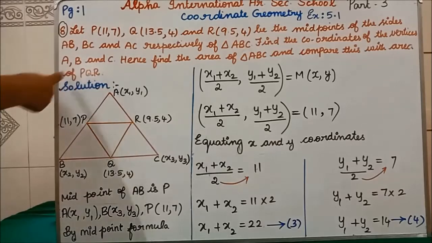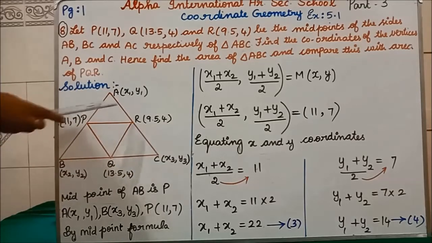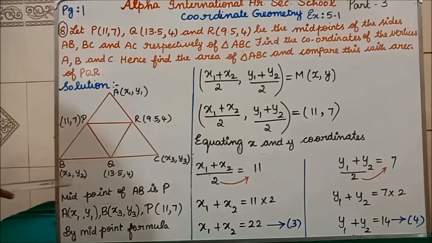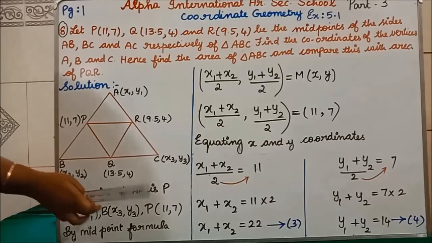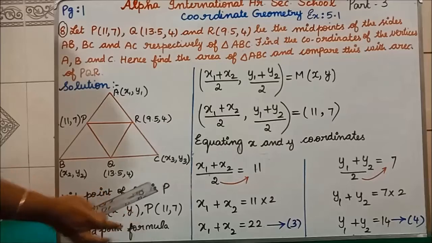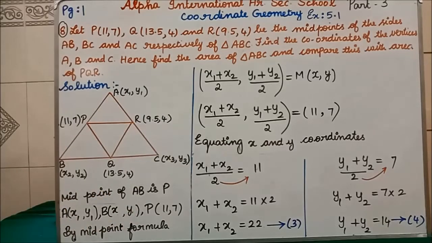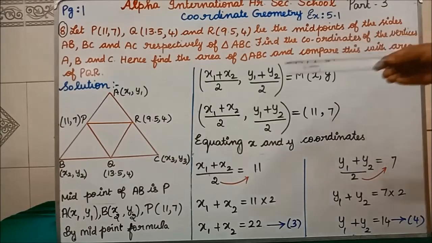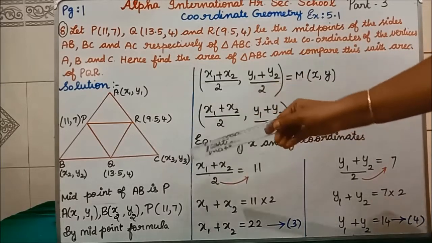First, I am going to take the midpoint of AB as P. Vertex A is (X1, Y1). Vertex B is (X2, Y2). Here, sorry, I had written X3; it is X2, Y2, I have changed it. And the P point is (11, 7). By the midpoint formula, what is the midpoint formula? (X1 plus X2 by 2, Y1 plus Y2 by 2) is M(X, Y). Clear?